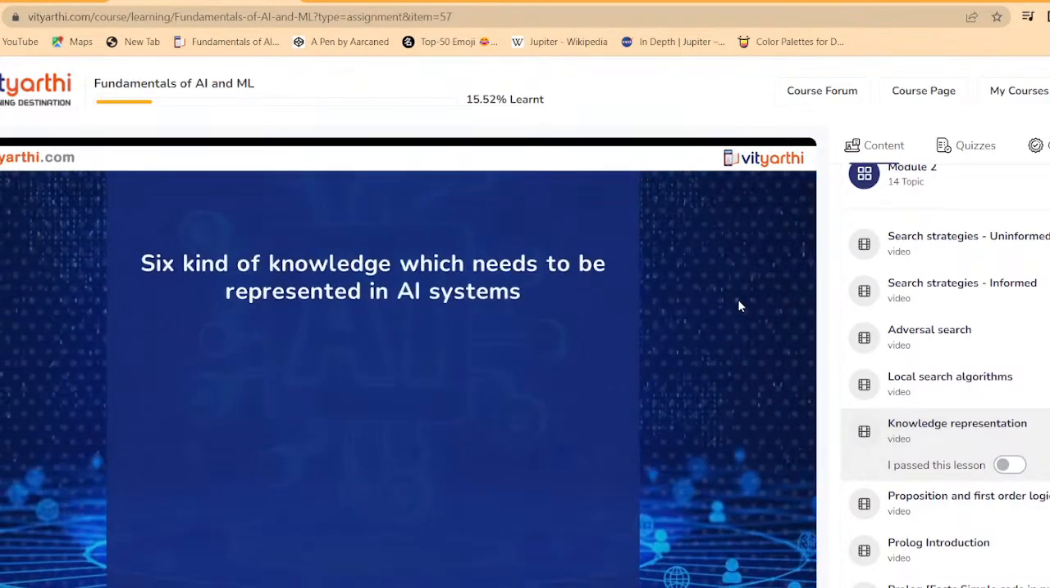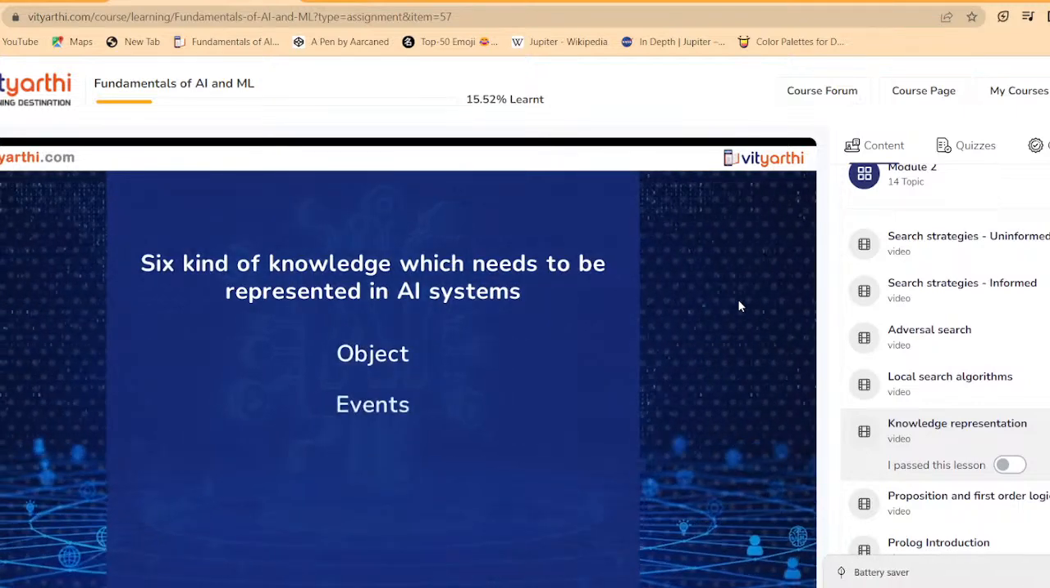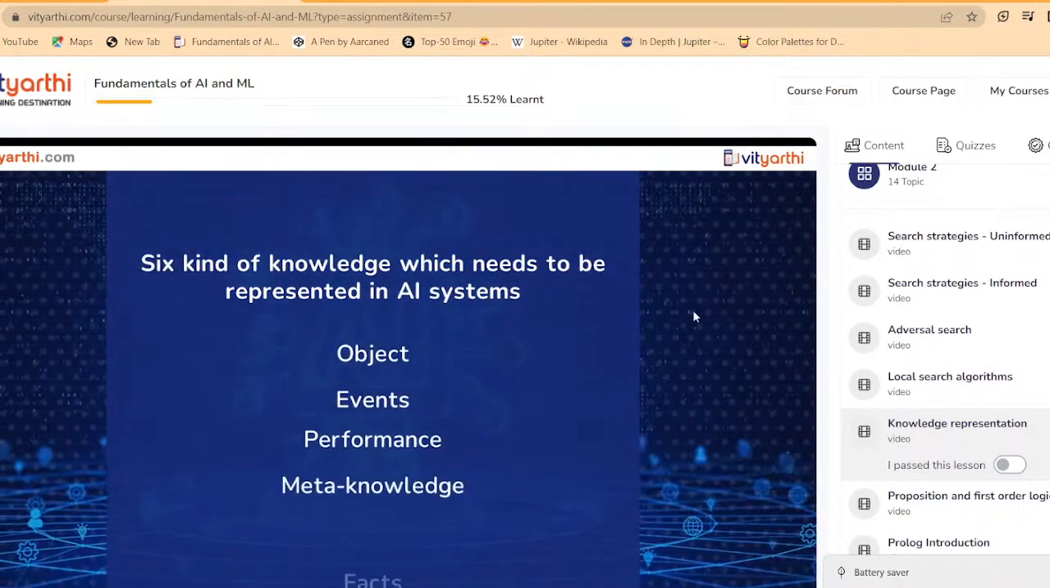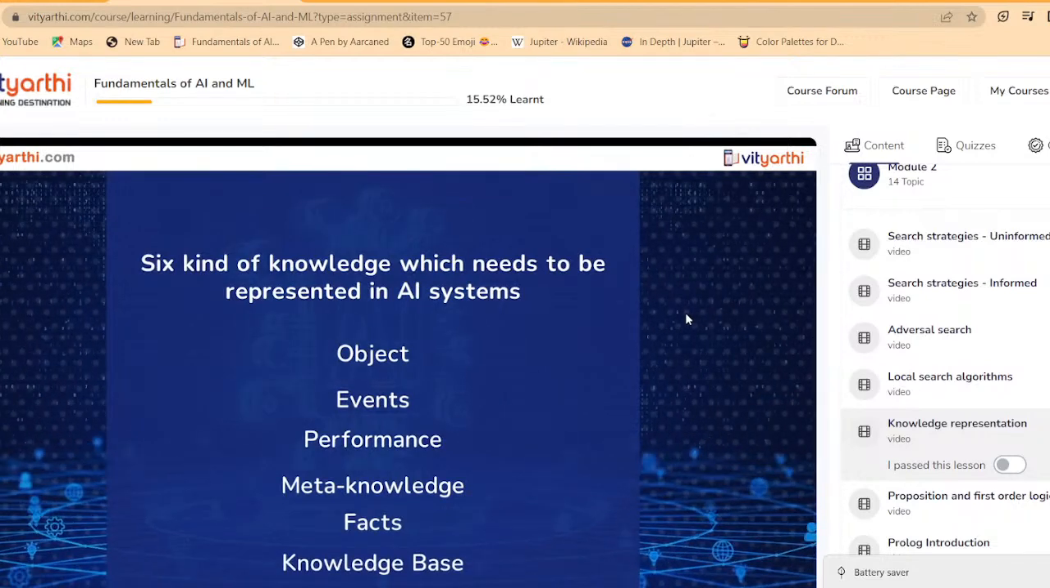There are 6 kinds of knowledge which need to be represented in an AI system. They are objects, events, performance, meta-knowledge, facts, and knowledge base.